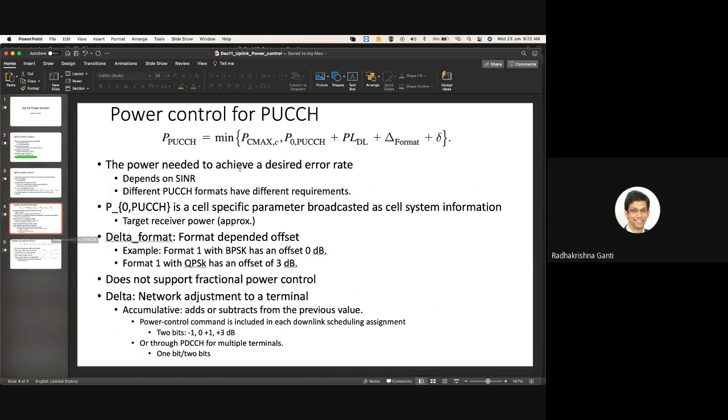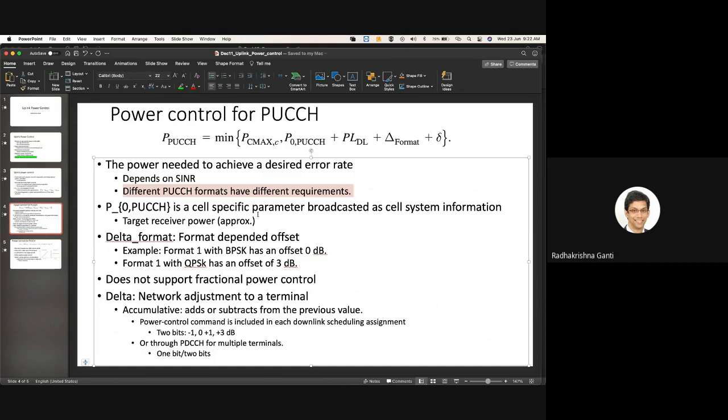So you have to keep this in mind. Essentially, the goal is to achieve a desired error rate. There's some specification I forgot, 10 power minus 3 uncoded or 10 power minus 6 coded or something like that. So it depends on the SINR that you receive, and each of the PUCCH formats has different requirements.